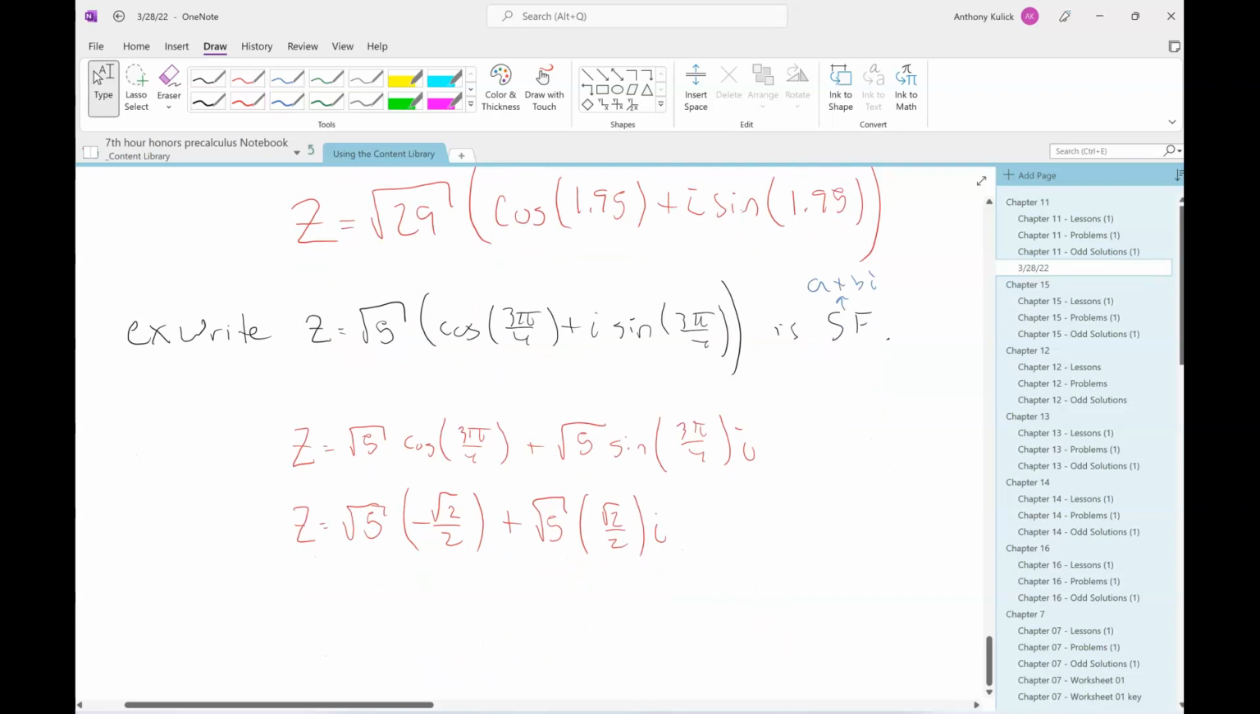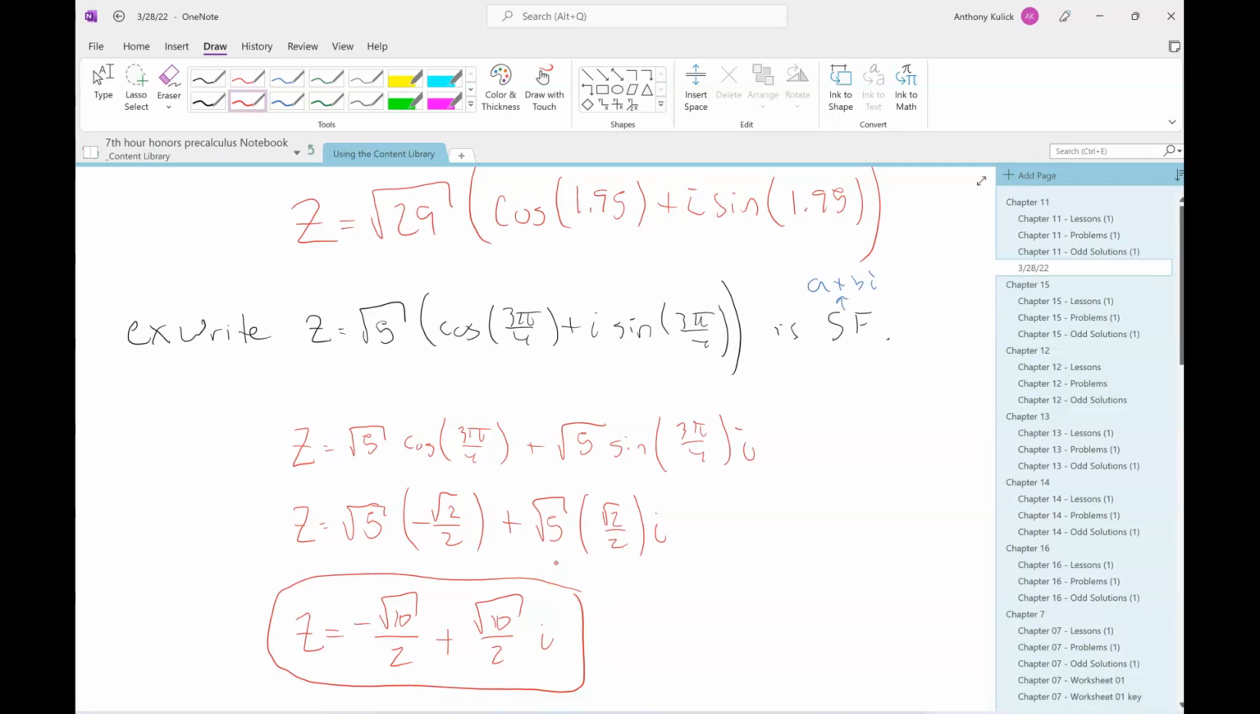Remember, fourths are the multiples of 45, and all the 45-degree multiples are the same for sine and cosine. I didn't give you enough time. You had it. Well, next time you'll get it, I'm sure. So when I multiply that together, I get negative root 10 over 2 plus root 10 over 2 i. Just arithmetic. And that's no big deal.